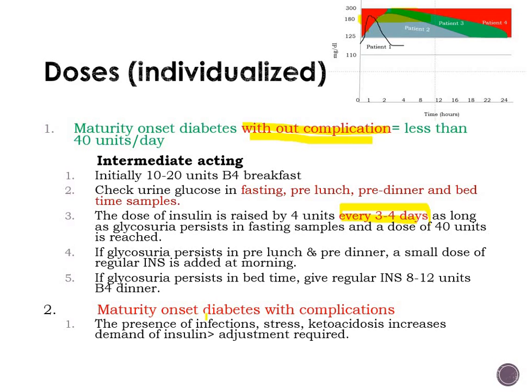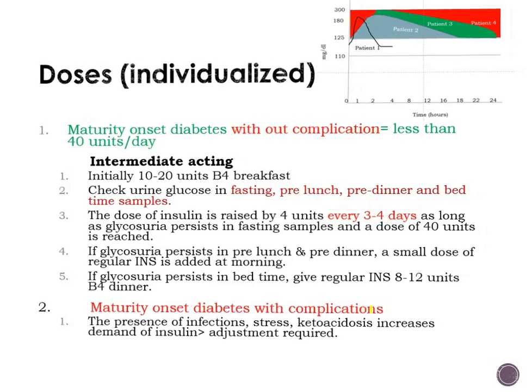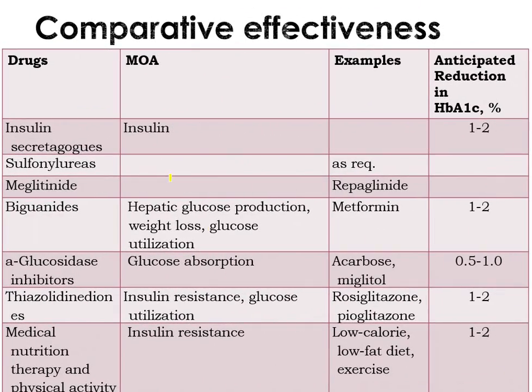Remember, in case of maturity onset diabetes mellitus with complication, the presence of infection, stress and ketoacidosis, all these points have to be kept in mind, and you have to adjust the dose. So individualized dosing is best. Usually you will be dealing with diabetic patients without complication and with complication, and you have to adjust the dosing.